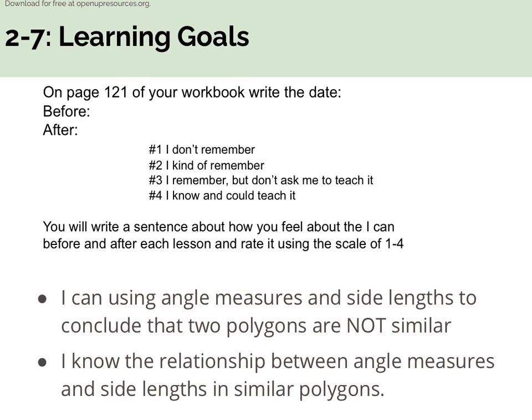Go ahead and turn back to page 121. Go ahead and write a sentence about how you feel about today's lesson. So I can use angle measures and side lengths to conclude that two polygons are not similar. And I know the relationship between angle measures and side lengths in similar polygons. And I can understand that relationship. Go ahead and write yourself a sentence and a number. So 1, I don't remember. 2, I kind of got it. 3, I did get it. But then 4, I can actually teach it to my friend.